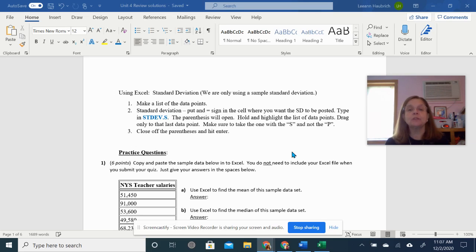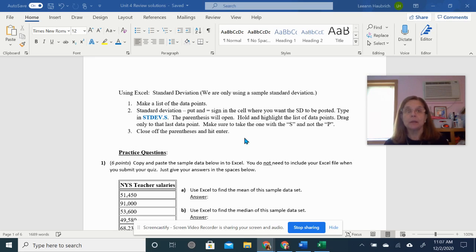Find the cell where you want to put your standard deviation, hit equal, and as soon as you start typing STDEV, you're going to see two of these show up. One with a dot P, one with a dot S. You must choose the one that has S for sample. Even though we're going to make conclusions about a population, we only have a sampling. We don't have a whole population.